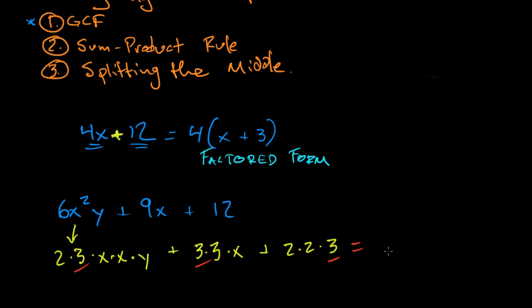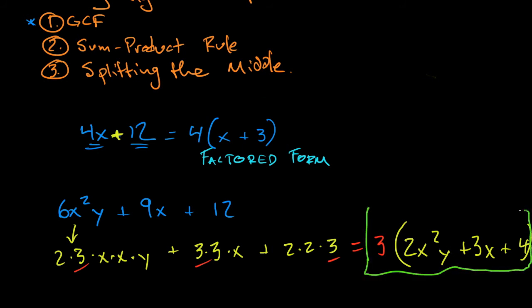Now, I'm going to put that 3 out in front and multiply the 3 by the rest of the expression: 2x squared y plus 3x plus 4. This expression has been factored because I factored out the greatest common factor from each of the terms. And now this value, 6x squared y plus 9x plus 12, is written as a product. There's multiplication. An extension of this type of factoring is called factoring by grouping. Let me show you how factoring by grouping works.